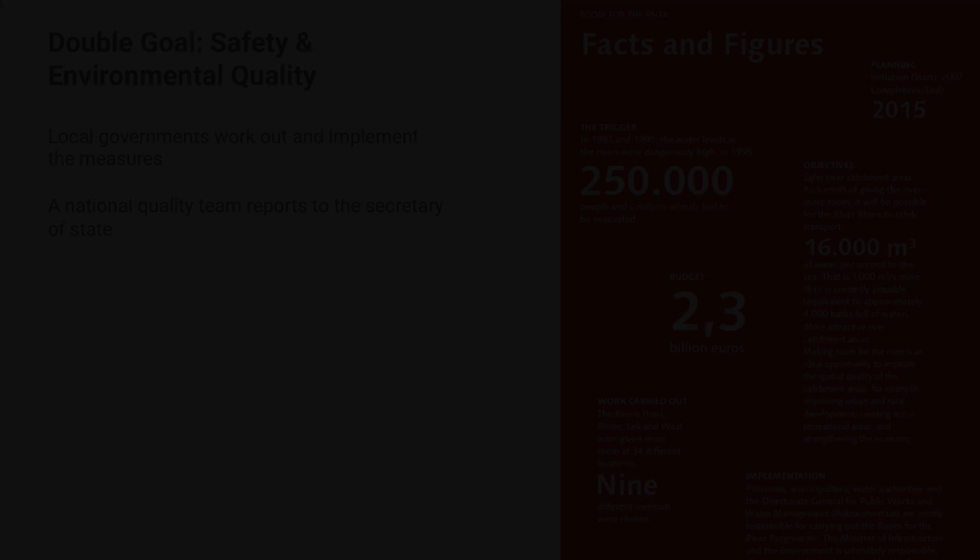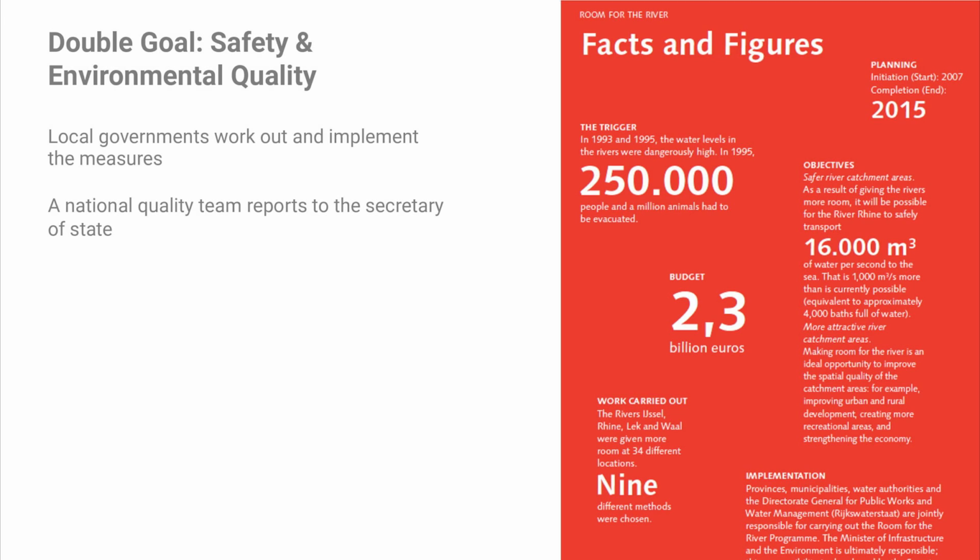This is a big program, very big numbers involved, both in money and area. But what is important is that the program had a double goal. One aspect is improving flood safety, but also improving environmental quality at the same time with these huge investments. Local governments worked out the measures, but it was part of a national program, with a national quality team overseeing everything and making sure lessons learned were shared, and the quality standard was high.